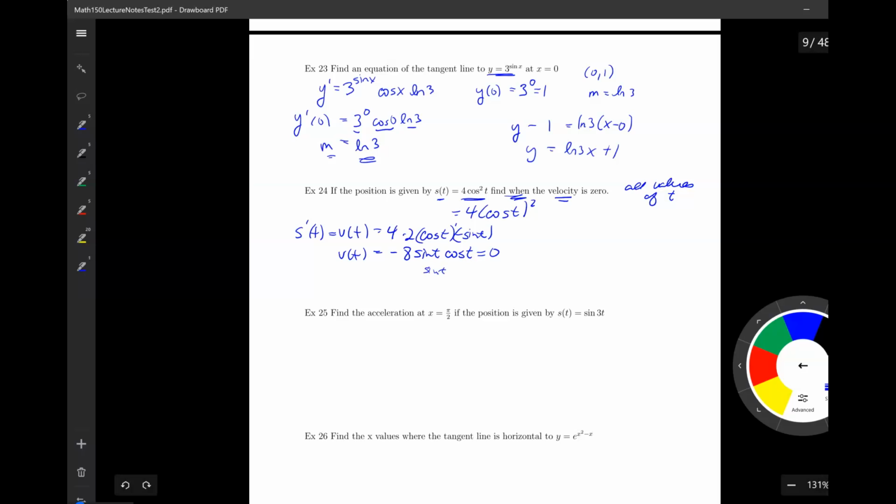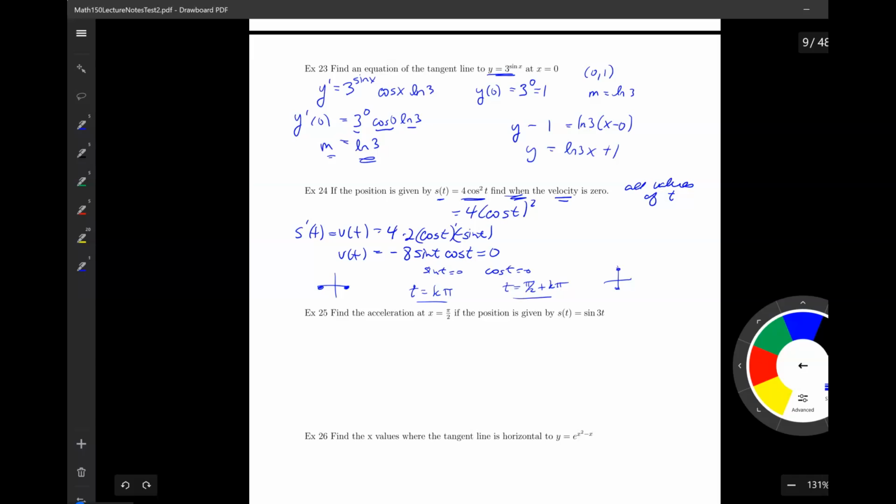Sine of t will equal 0 at t equals k pi, right? We talked about that, k equals 0, k equals 1. And when does cosine of t equal 0? That would be pi over 2 plus k pi. So that would come up here or go down here. So these are all of the values of t when the velocity is 0.